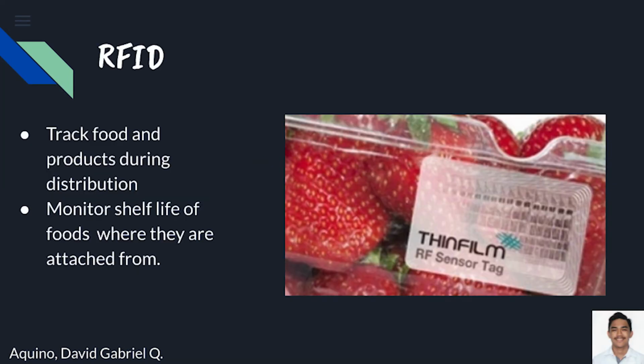I am David Gabriel Aquino, and I'm going to discuss the demonstration of the different parts of the process diagram. For the sensors, first is the RFID.